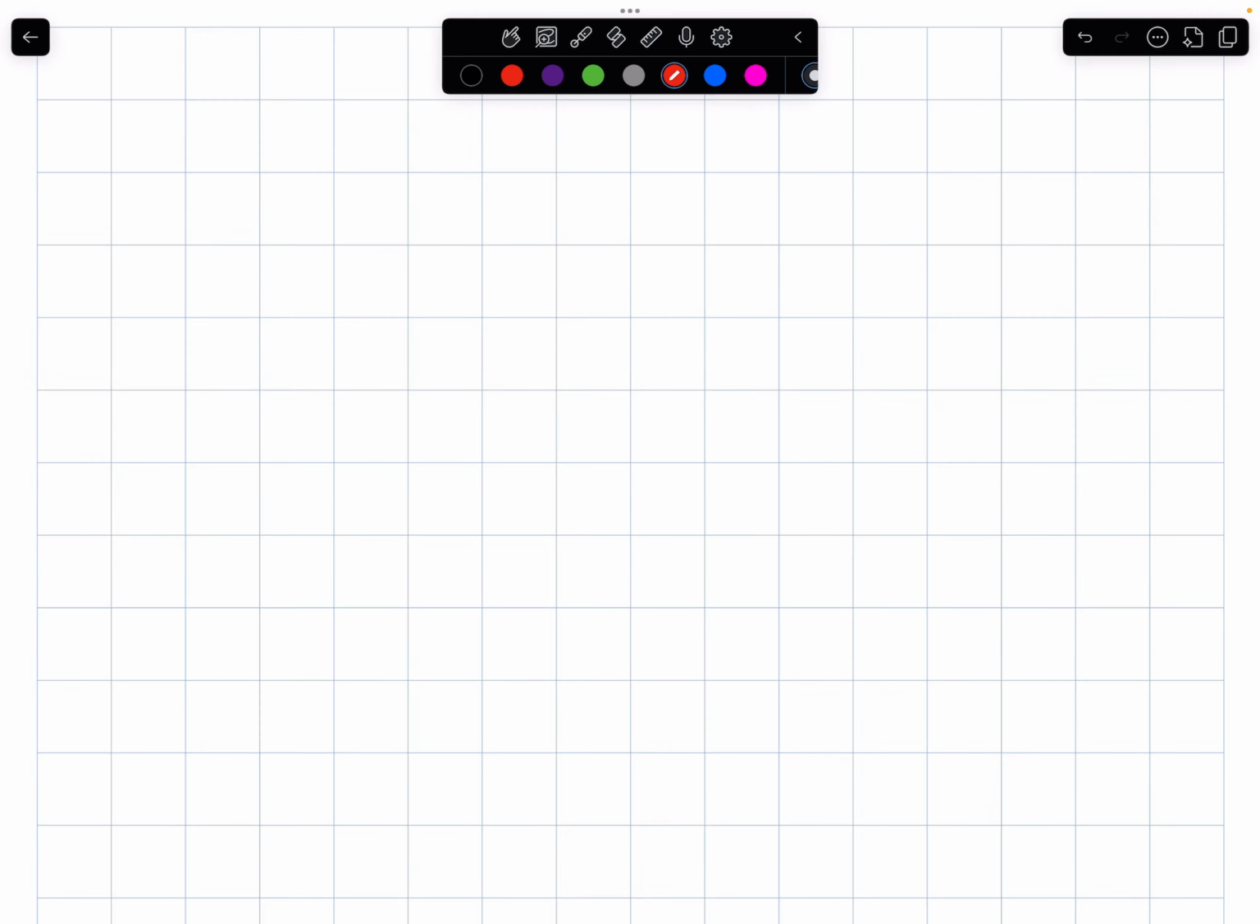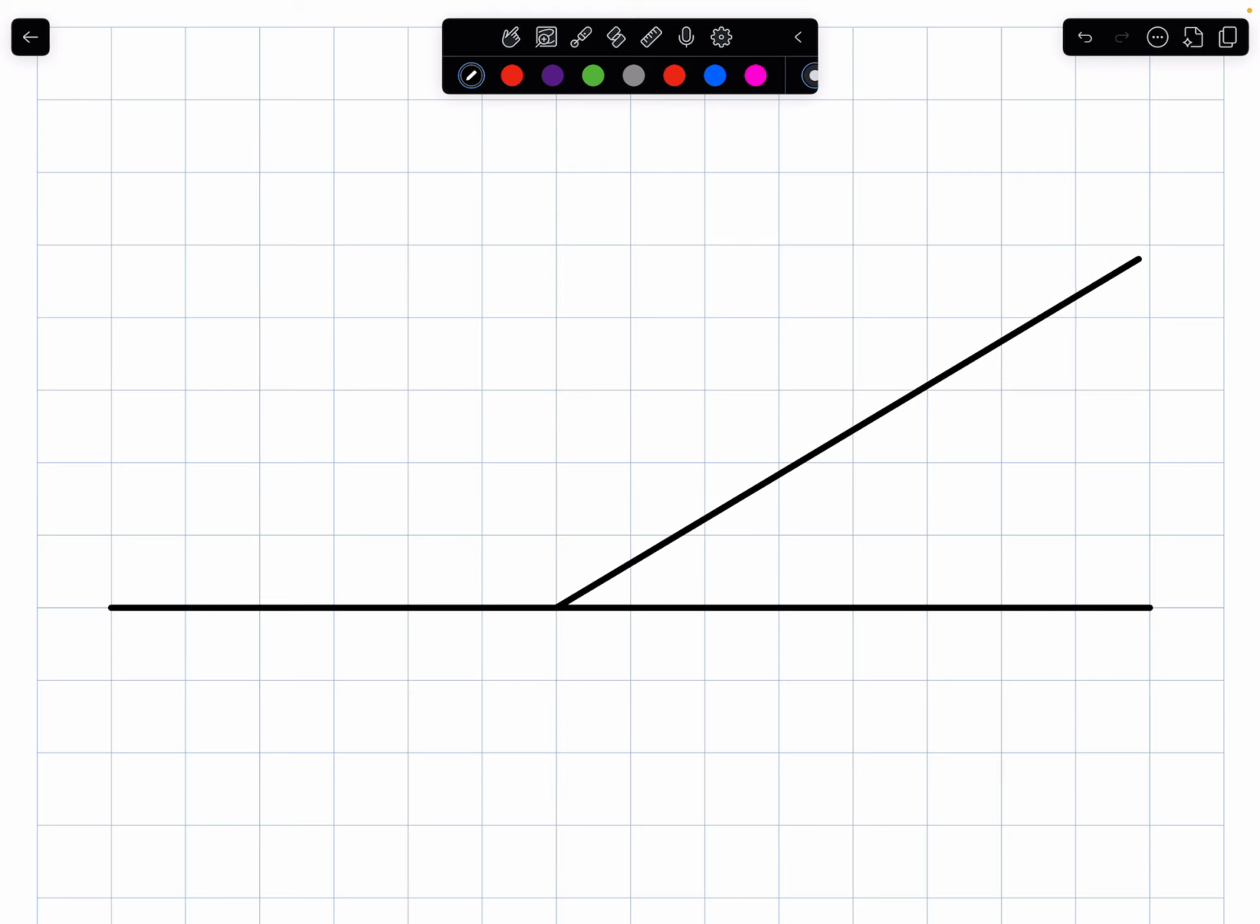Okay, so here's another inclined plane problem. So here's the ground, and here's an inclined plane. And this angle, we've inclined it at theta. Let's use 30 degrees.